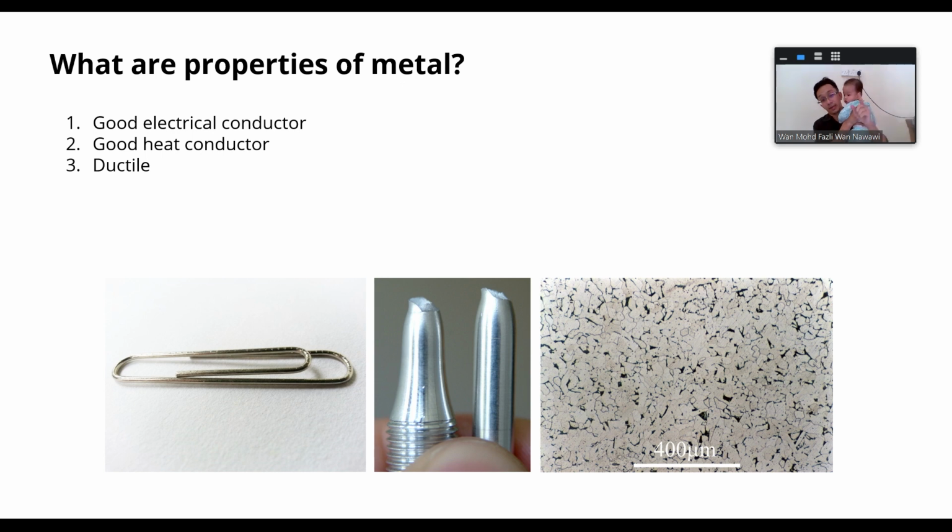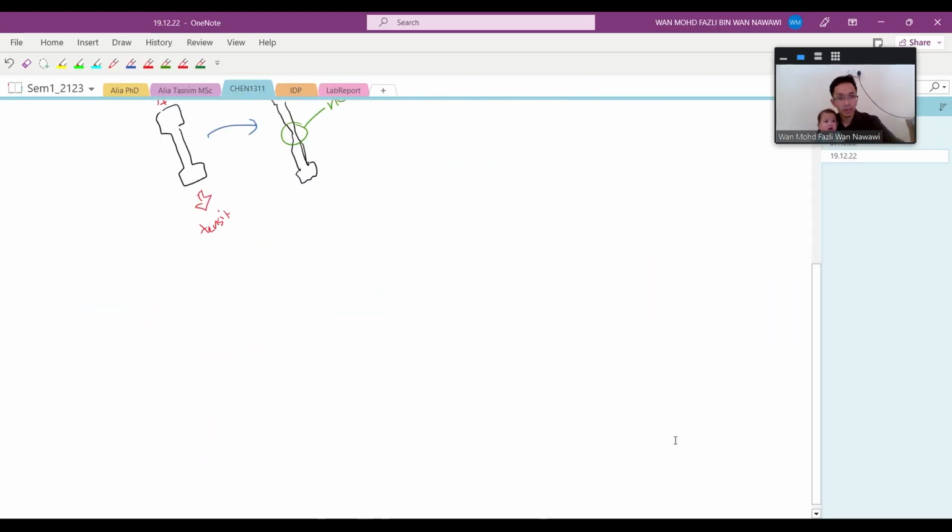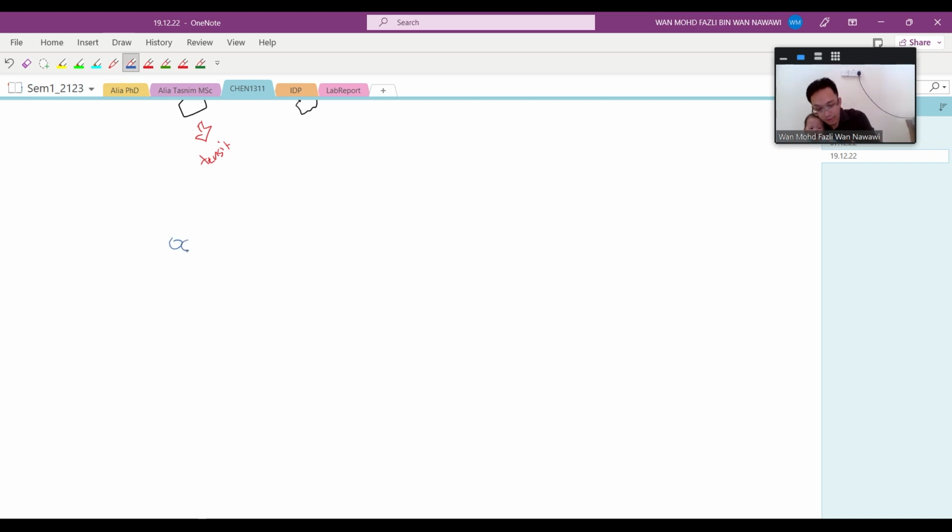The reason why metal is ductile is because of its internal structure. If you take metal and put it under a good microscope, you will see something like this. Normally inside metal, as we learn in crystallography, the atoms are arranged in order like this. This is in the perfect world, where all the atoms are very ordered, in the crystal. But in normal metal, it isn't like this. It has something like this.